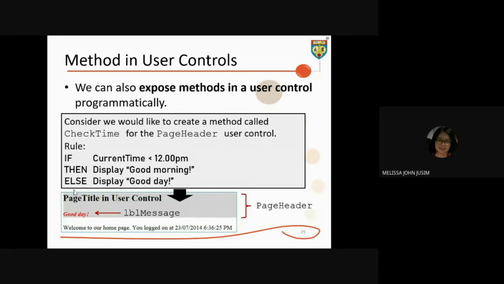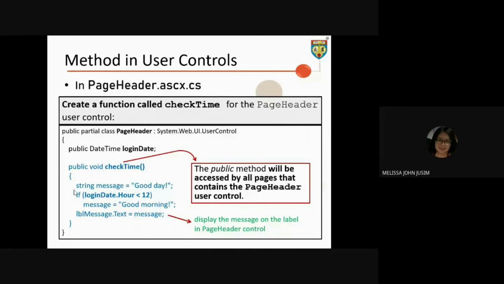So let's move on to the code behind. Just now we already saw the page header.ascx.cs, where we already have our page title. We declare a public variable called page title. Now, assuming that we want to create a method called check time, we declare a local variable called message, and initialize it with good day.